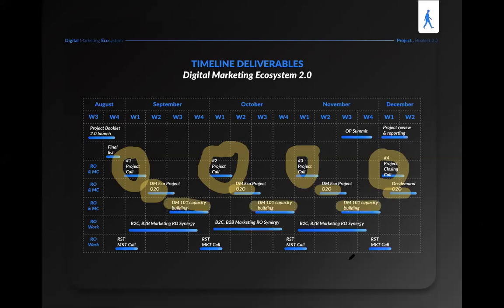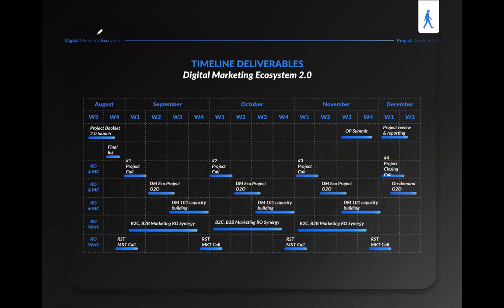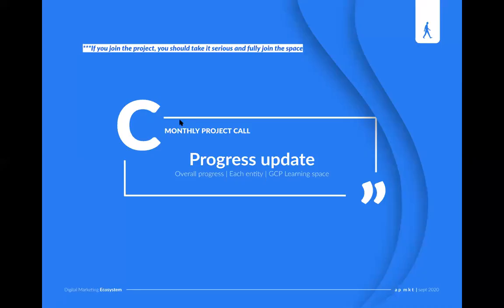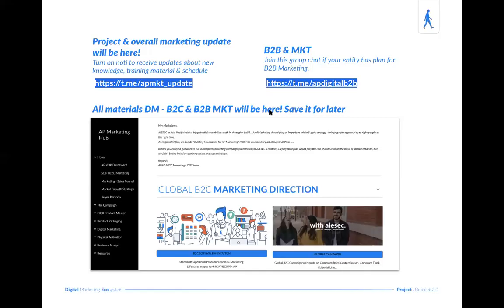And along the way, we're going to have the digital one-on-one capacity building. The content will be more intensive in the last 2 weeks of the month. So maybe in the first or second week, you may not see any training, but later in the third or fourth week, you're going to see more training. So this is for the monthly project call. Next slide.